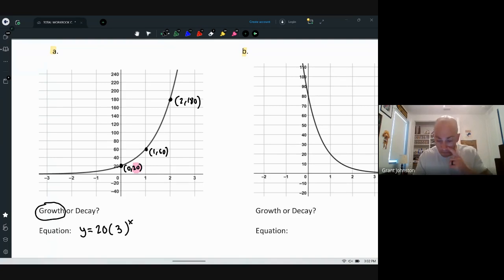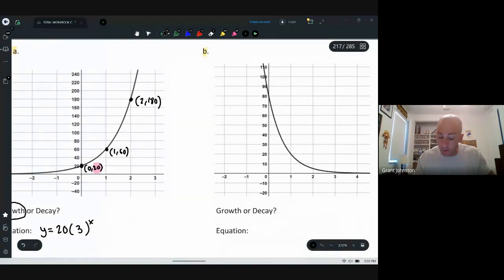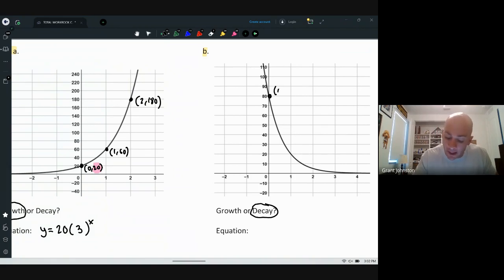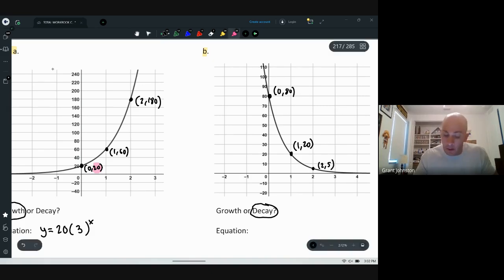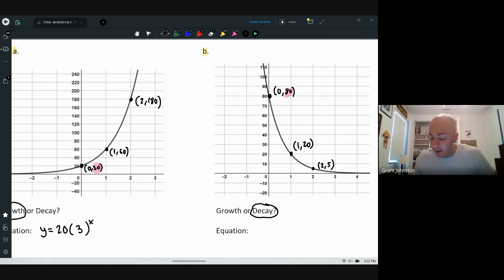Let me show you B. This one looks like decay. It's sloping down as you read it left to right. Now the y-intercept is 80, so that's good to know. And then at 1, it's at 20. At 2, it's hard to tell, but I'm going to assume that's 5. So the y-intercept is 80. And it goes from 80 to 20 to 5. It looks like it's dividing by 4.